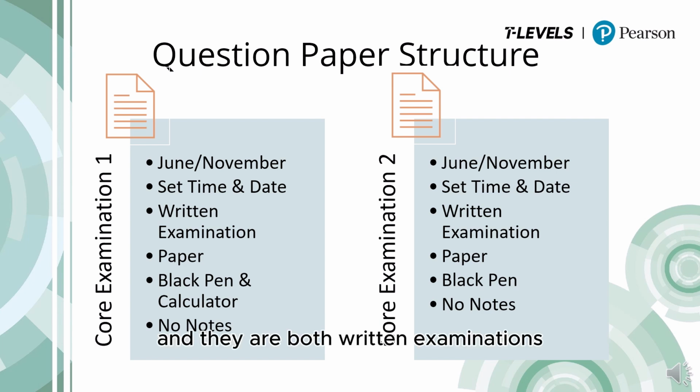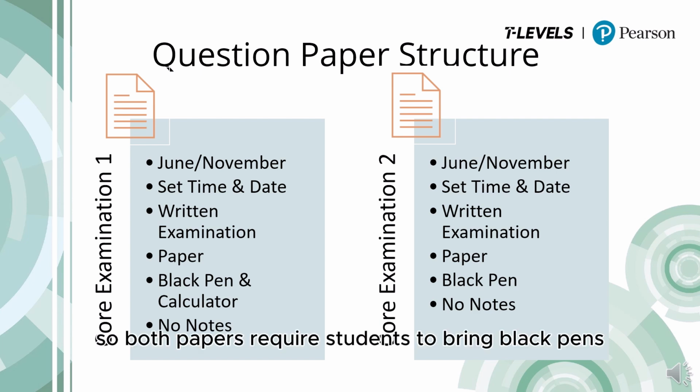they are both written examinations, so they are done under high control. The paper is given to students, which is written by Pearson. The students write their answers. They're then collected in, sent off to the awarding organisation, who then mark them, and then the students will get their results on the results day, be it the March one, if they've done the winter series, or in August with the summer series. So both papers require students to bring black pens.